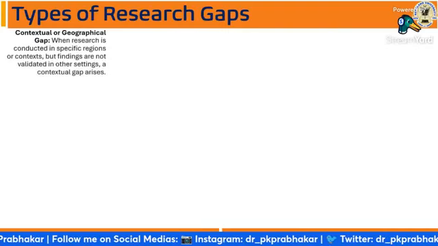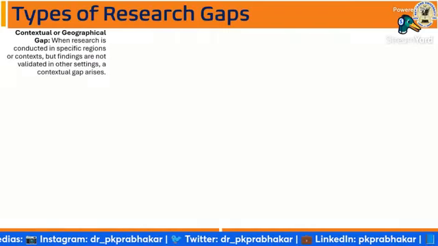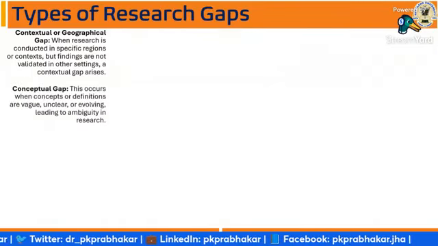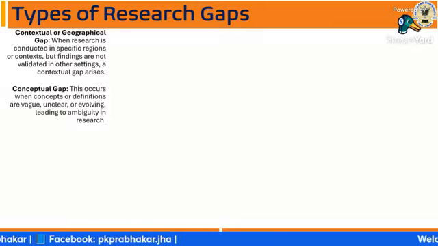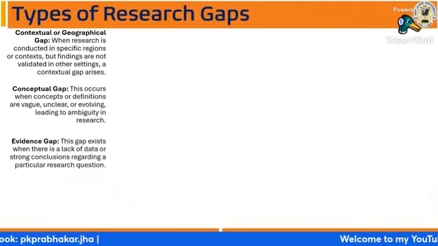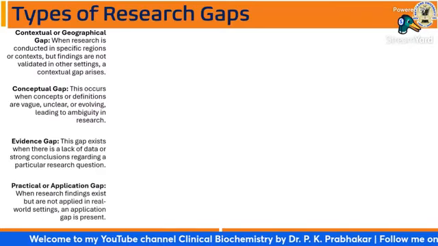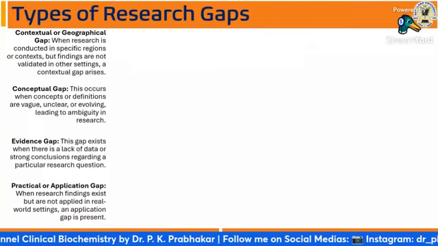Then we have contextual or geographical gaps, when research is conducted in a specific region or context, but findings are not validated across other settings. Then conceptual gaps. This occurs when concepts or definitions are vague, unclear, or evolving, leading to ambiguity in the research. Evidence gaps. This gap normally exists when there is a lack of data or sufficient information for a strong conclusion. And the last one is the practical or application gap, when research findings exist but are not applicable in real world settings.